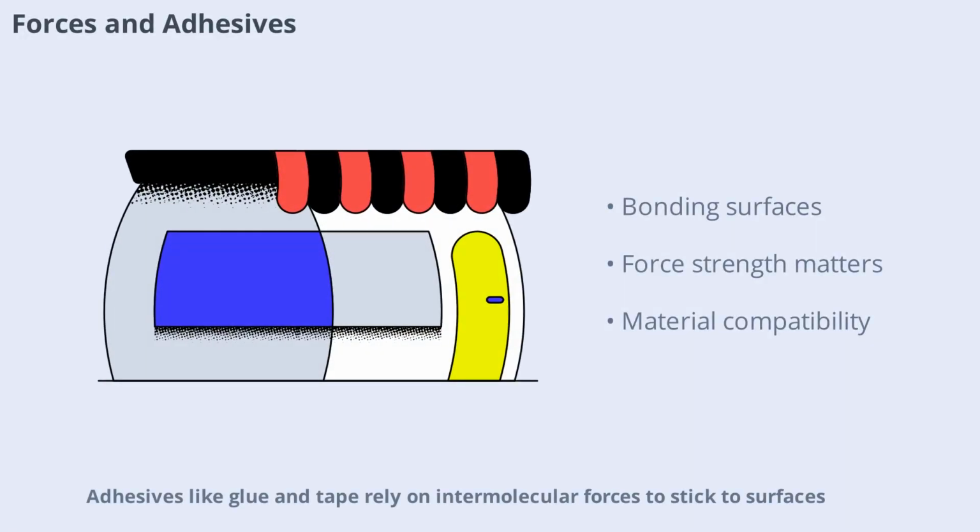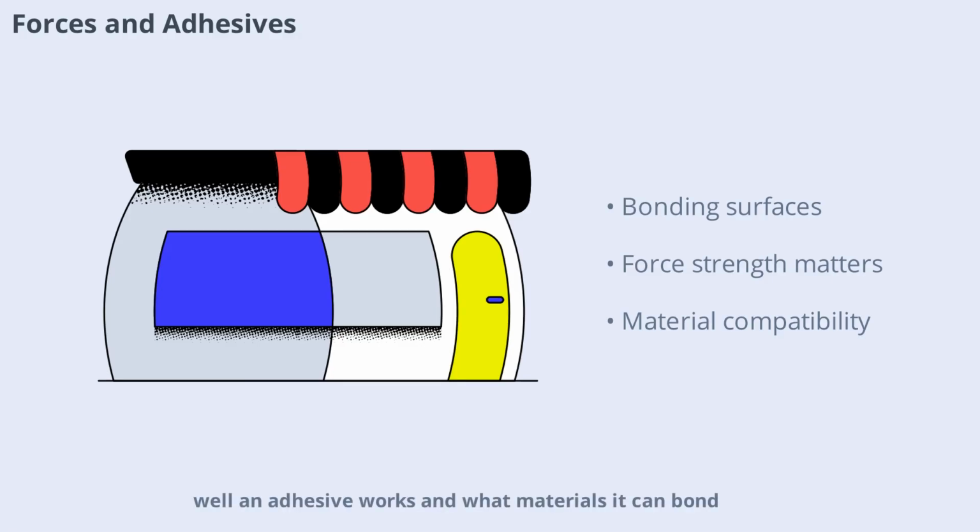Adhesives like glue and tape rely on intermolecular forces to stick to surfaces. The strength and type of these forces determine how well an adhesive works and what materials it can bond. This is why some glues work on wood but not on plastic.